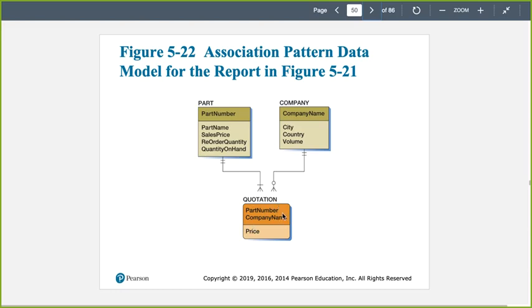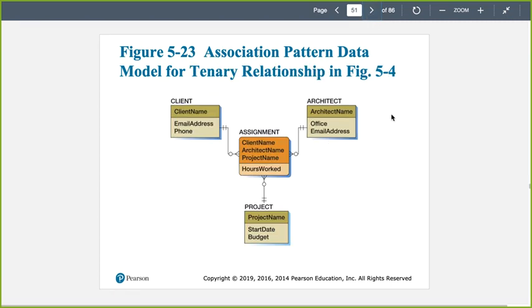You cannot create a quotation unless you have a part number and company name. That's what it implies. So this is another very commonly seen pattern. Now this pattern needs to be remembered because this is the pattern you will be using in your assignment. It's called the ternary relationship pattern, association pattern, and a typical ternary relationship will be a project assignment pattern. So we have a project you have to assign to a client, and an architect or a consultant needs to be assigned to this particular case.